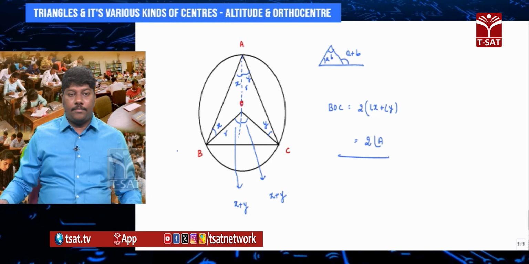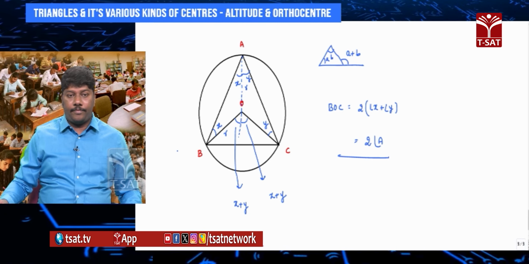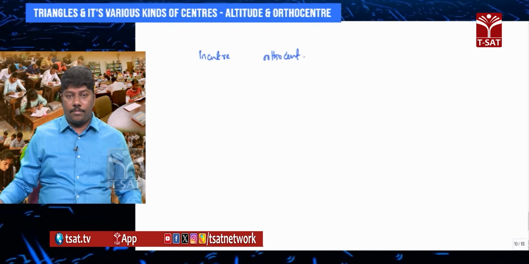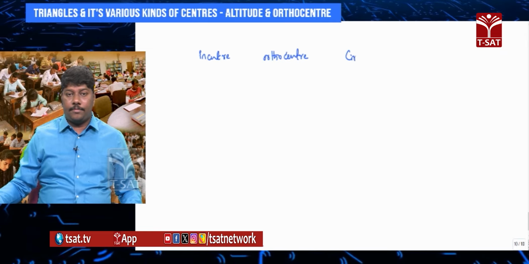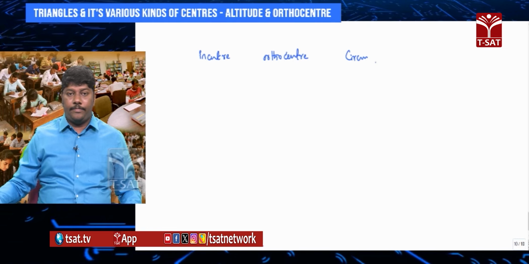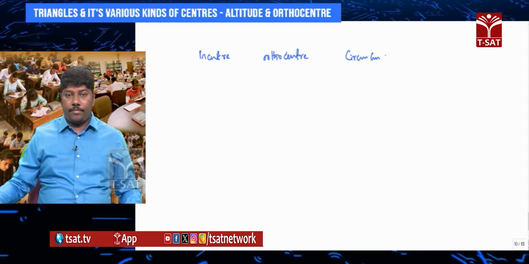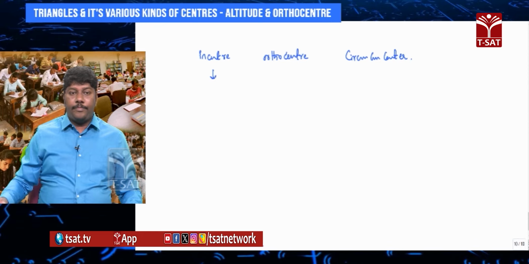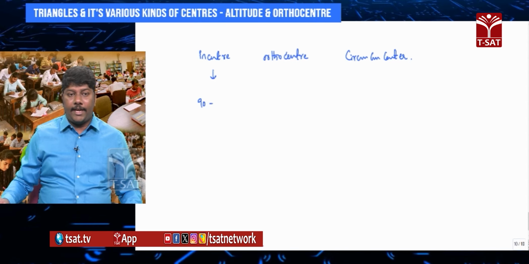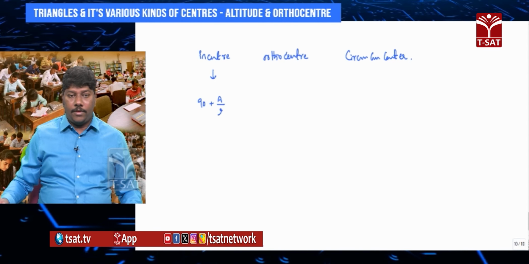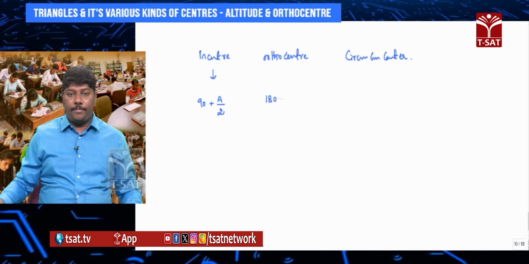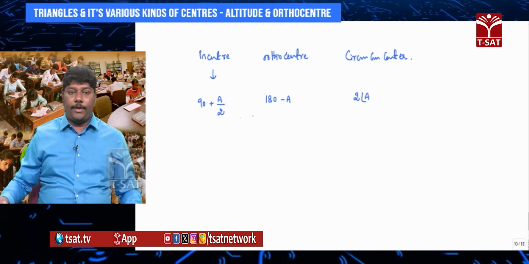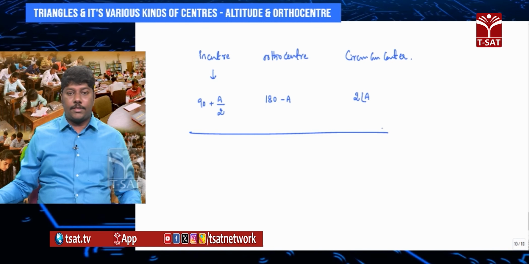Remember, at the incenter, orthocenter, circumcenter, the centroid we don't find the angle. At the incenter the angle formed is 90 plus angle A by 2. At the orthocenter it is 180 minus A. At the circumcenter it is 2 times of angle A. It's very important. These three are very important.